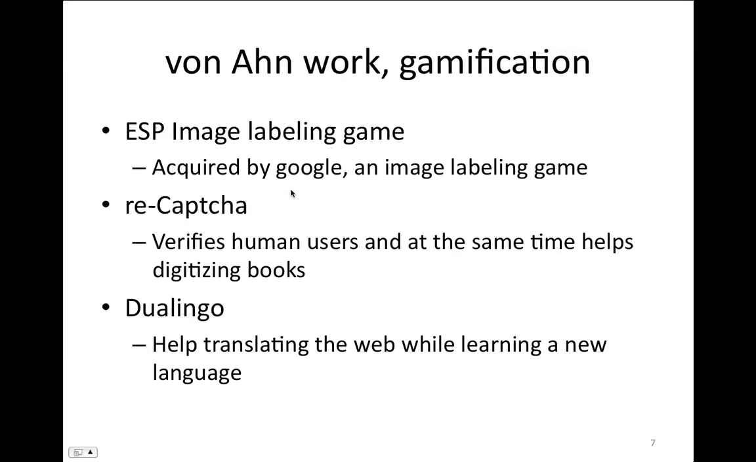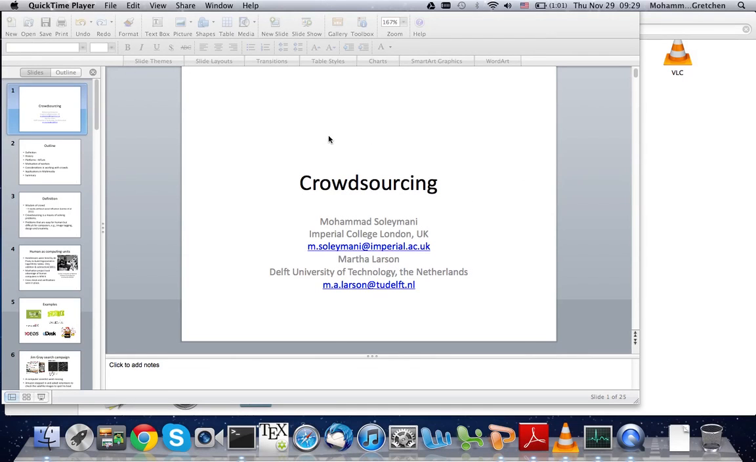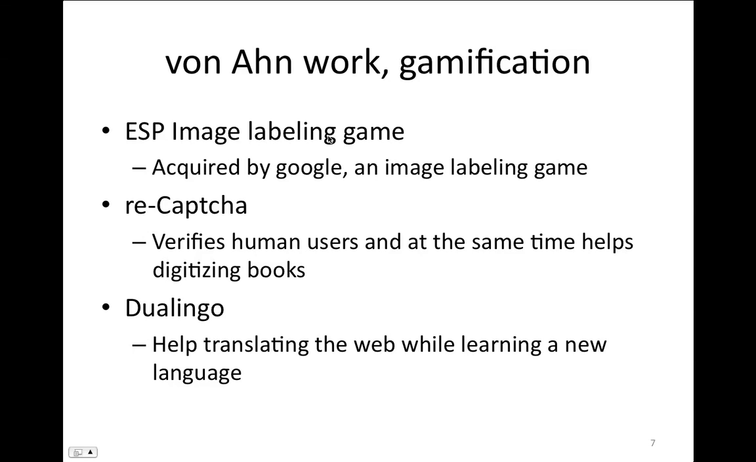We can't talk about crowdsourcing without mentioning Fonan's work and what he did, which was kind of gamification. He started with the ESP image labeling game. The ESP image labeling game was a multiplayer game where the players were labeling each image, and that way they could come up with new concepts or annotations for those images. This was acquired by Google. It was used to label the images that they want to use in image search.